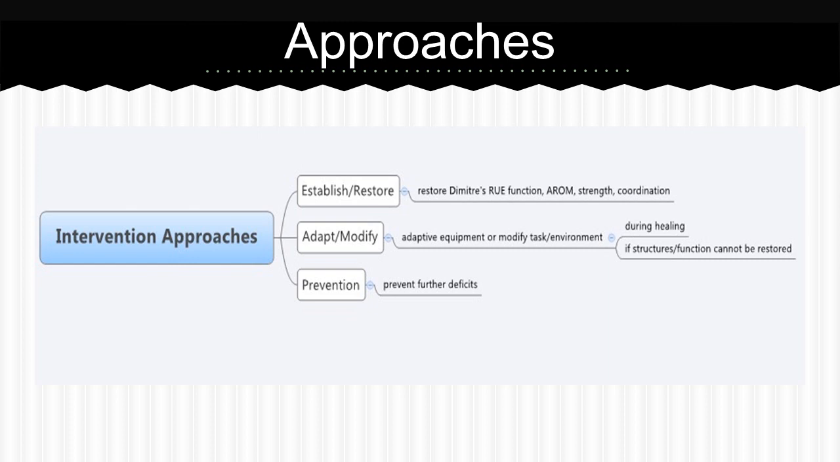Intervention approaches. Our intervention approaches consist of establish and restore because we want to restore Dimitri's right upper extremity function, range of motion, strength, and coordination. We also want to adapt and modify and provide Dimitri with adaptive equipment or modify tasks and environments during his healing and if his structures or functions cannot be restored. And lastly, we want prevention. We want to prevent any further deficits or any further issues to develop secondary to his injury.